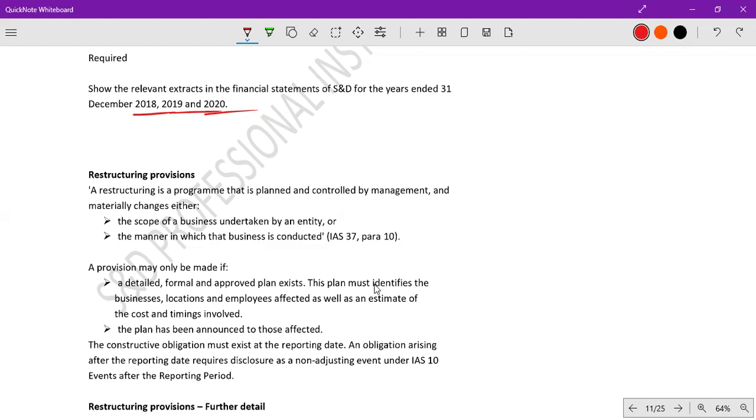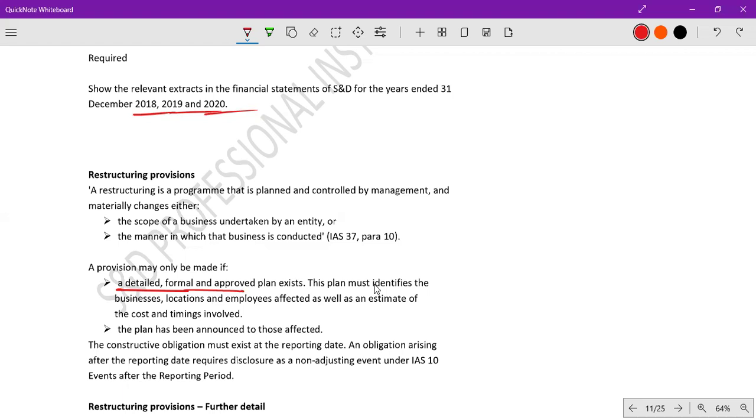First of all, you can only recognize a restructuring provision if, one, there is a plan for it. When we say a formal plan has been approved, it means that it has been detailed and management is committed to the plan. And the location wherever that will be affected will be known and established. Then the second one is that the plan must be communicated to those who will be affected by the restructuring.